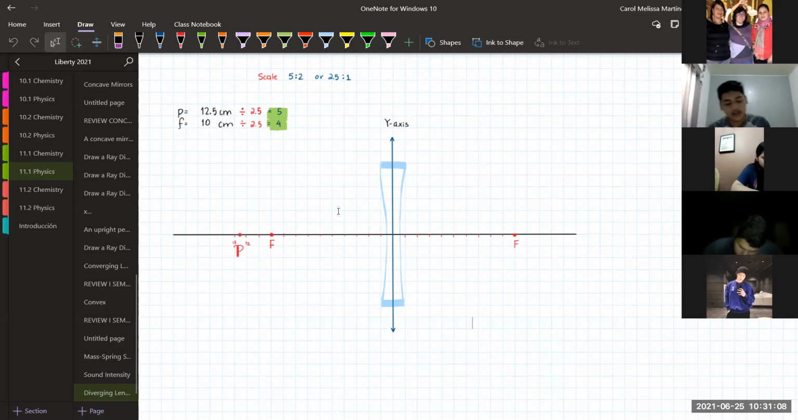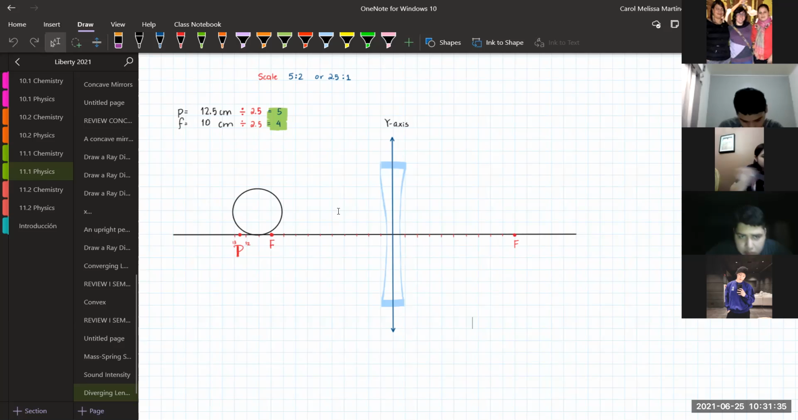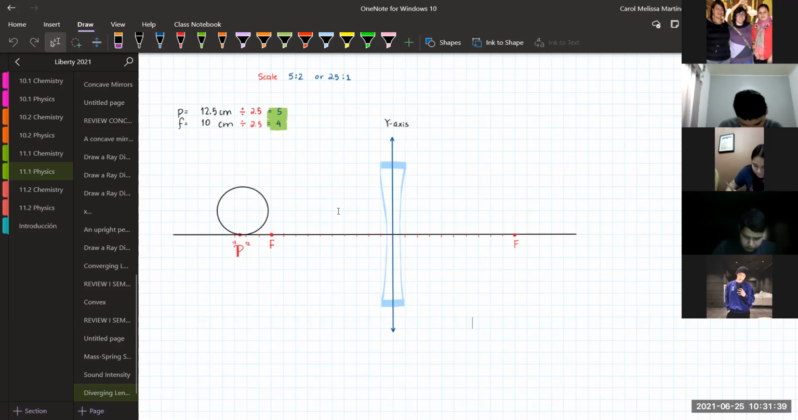But in your case, it's going to be 1 centimeter ahead, okay, forward. Now, it doesn't specify anything about the object, so I'm going to draw a round object. Okay, so this is my main object. Are you following me? Yes. Okay. So there I have my main object.